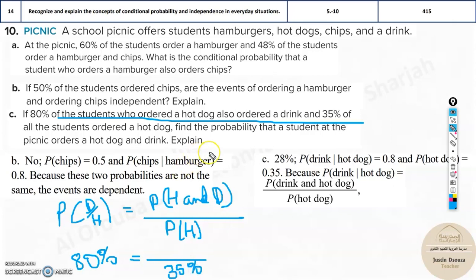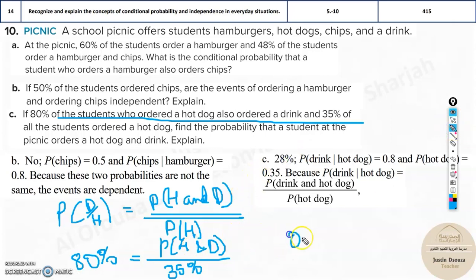What else? We need to find the probability that at the picnic a student orders a hot dog and a drink. This is unknown. P of H and D is unknown, and we need to solve this. See, the conditional probability is given. You just stick it to the other side and solve. You can easily do it.